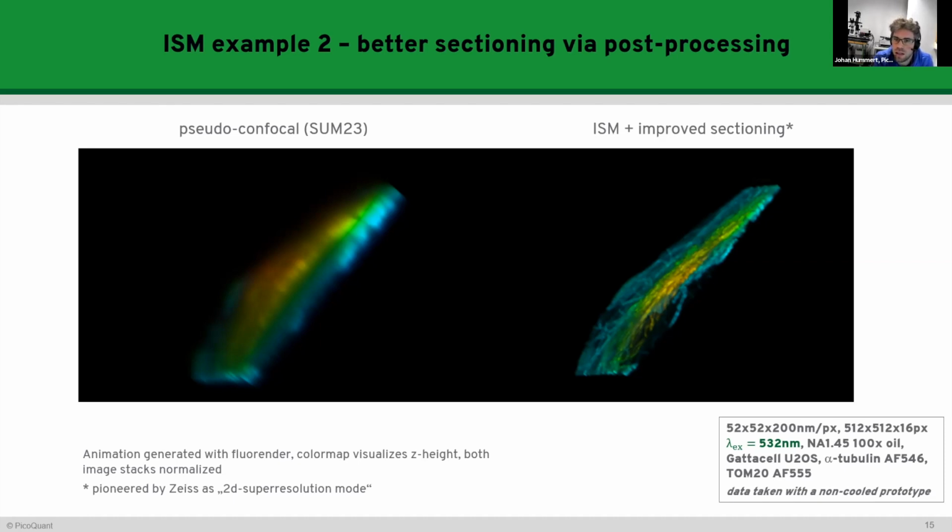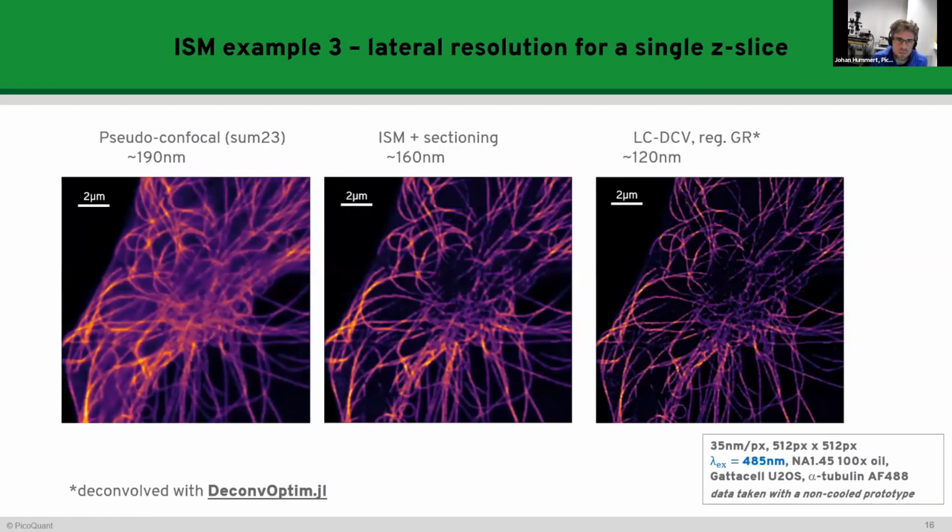So the 3D here is just to highlight how well the sectioning works, but this is the sectioning quality that one can achieve on a single Z slice. So this 3D is very useful to appreciate the improved sectioning with ISM. And on the next slide, I wanted to highlight also the improved lateral resolution that can be achieved with ISM.